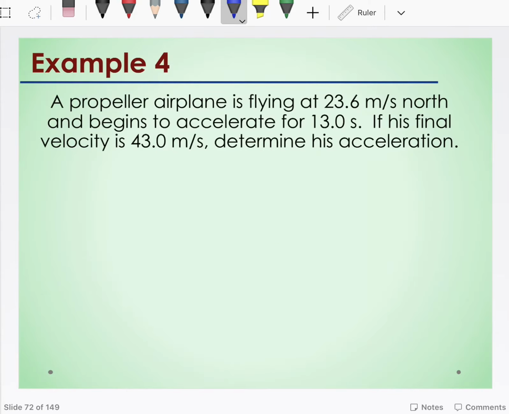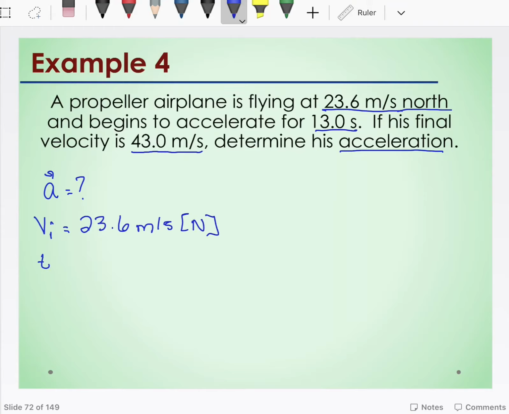Okay, number 4. A propeller airplane is flying at 23.6 meters per second north and begins to accelerate for 13 seconds. If its final velocity is 43 meters per second, determine the acceleration. All right, so this one should be fairly straightforward. Initial velocity is 23.6 meters per second north. Time is 13 seconds. Final velocity is 43 meters per second. And we are solving for acceleration.